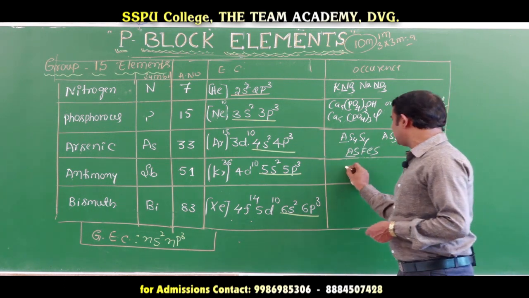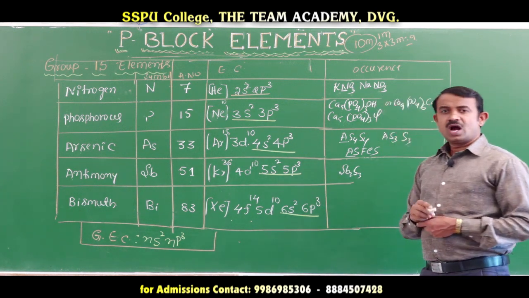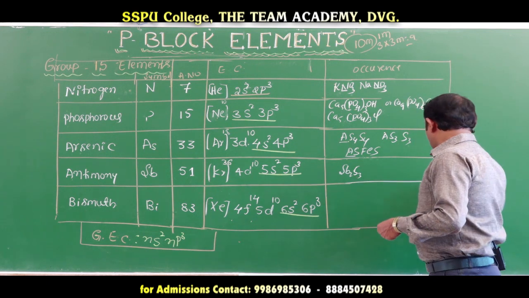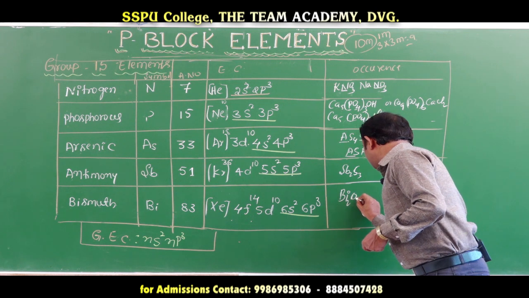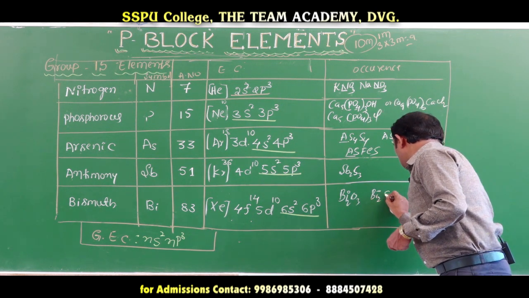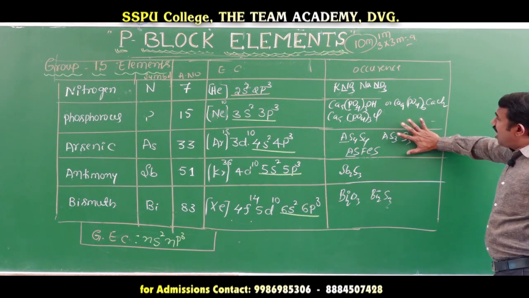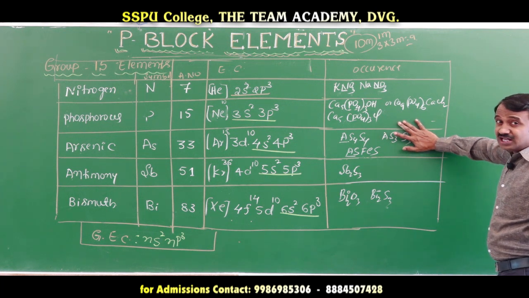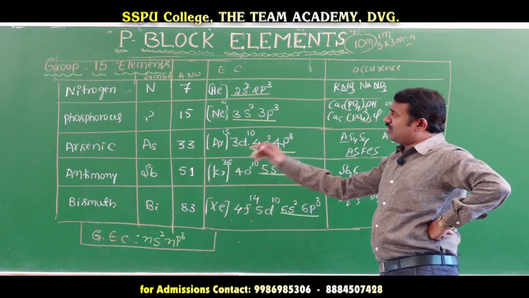Next we will go for antimony, Sb2S3 or Sb2O3, the stibnite sulfide ore, and also bismuth, Bi2O3, and here Bi2S3. These are all the occurrence of group 15 elements. This is an important factor.